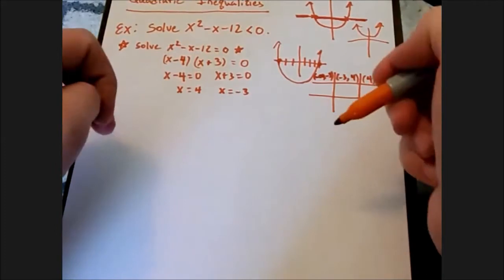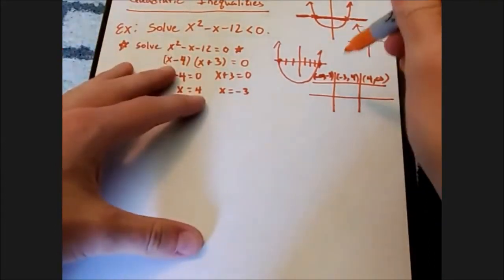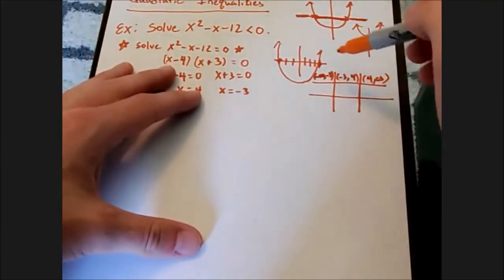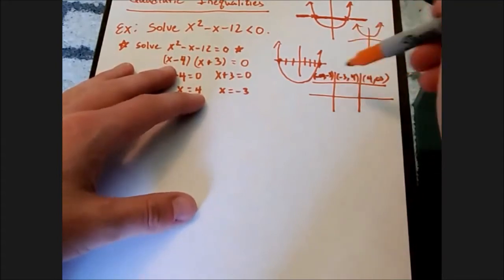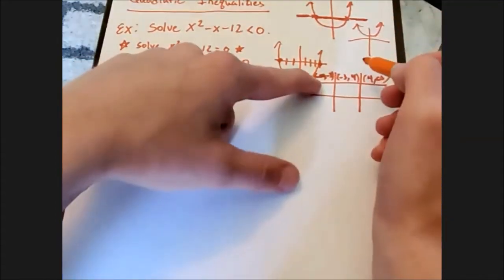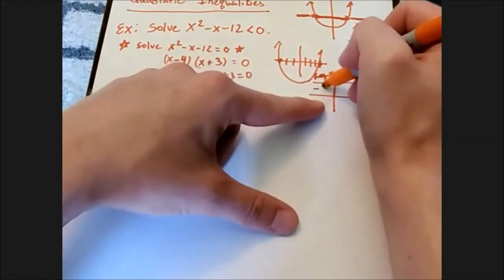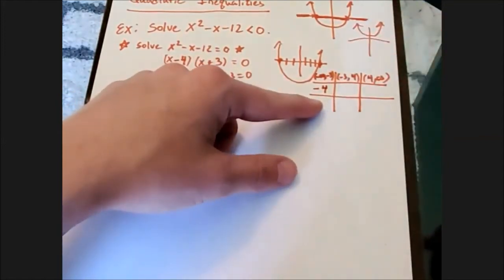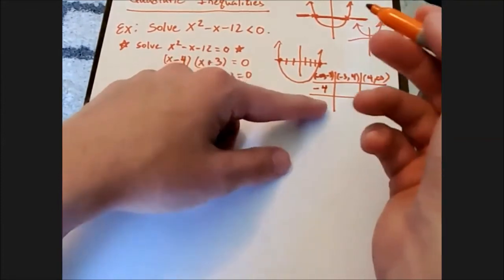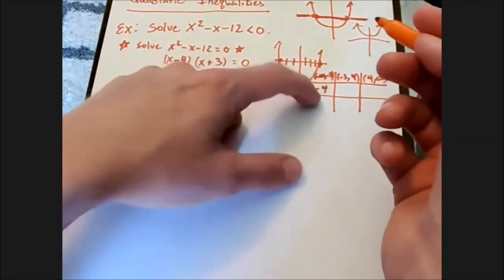Then what you want to do in your table is pick a value in each of those intervals. Don't pick the endpoint, but pick the value inside of it. For example, a number between negative infinity and -3. You could use -4. You could use -18. You could use -1,000. It doesn't matter. Just make sure it's in that interval.